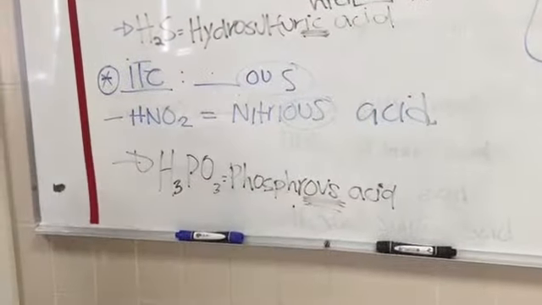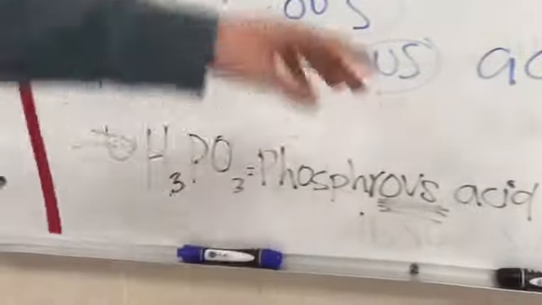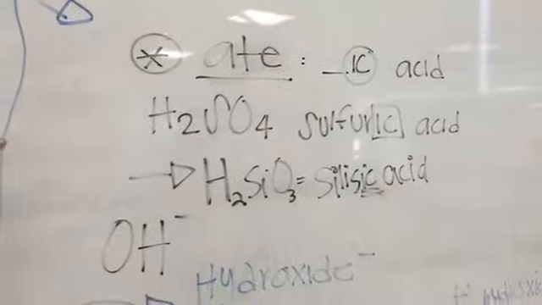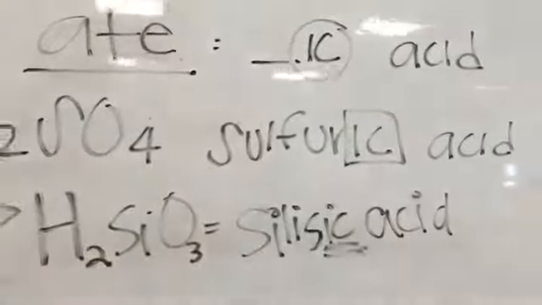The case with polyatomic ions that end in -ite and -ate is special. When you have a polyatomic ion that ends in -ite, like phosphite, you change it to -ous, so it will be phosphorous. When you have a polyatomic ion that ends in -ate, like sulfate, you add -ic, so it will be sulfuric acid.